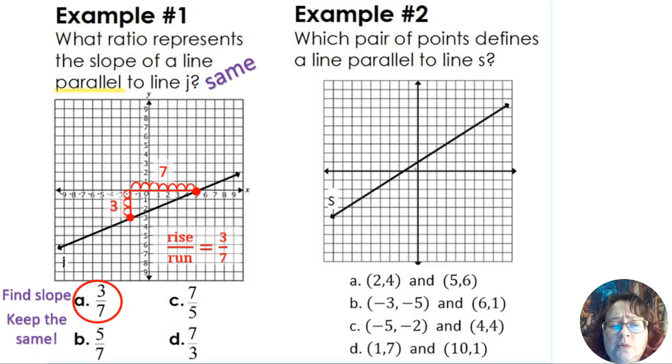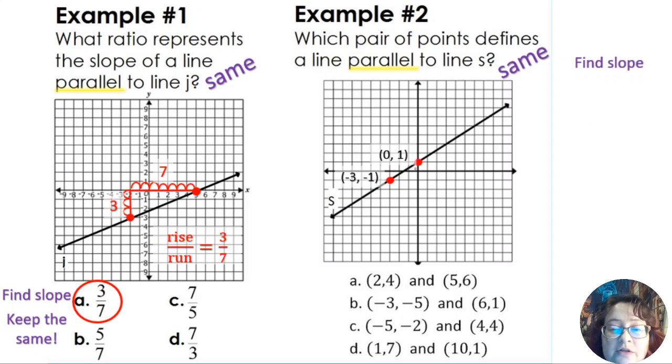For example 2, it says which pair of points defines a line parallel to line S. So again, I have to keep it the same, but first I need to find the slope. So I'm going to find my perfect points. There's one at -3, -1, and then there's another here at 0, 1. I can use my graph or the formula, my choice. So -3, -1 is 1 point. The other is 0, 1.